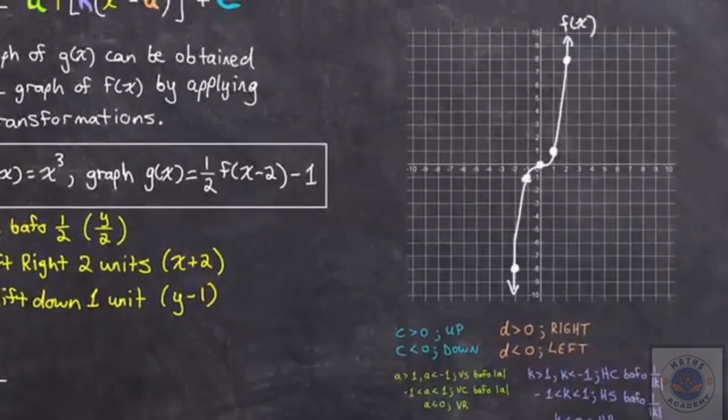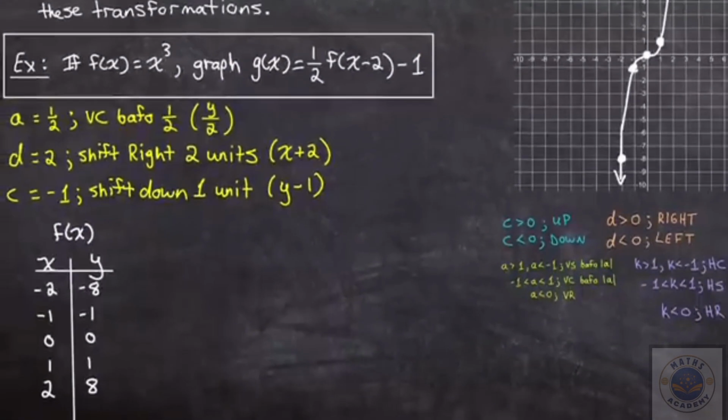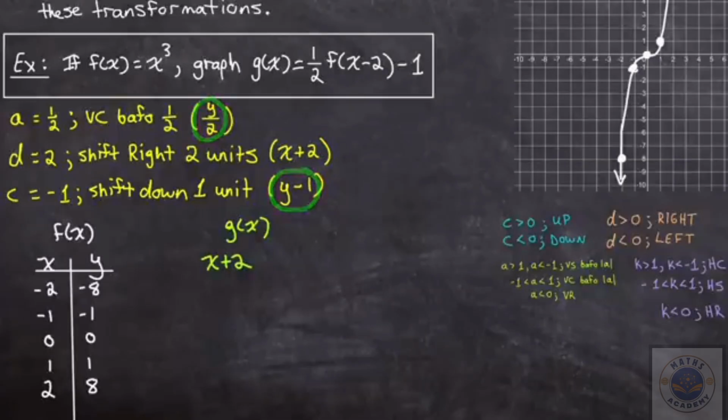And now what we want to do is graph g of x, the transformed version of f of x. So I'm going to apply all of these transformations that we wrote down to these key points of our x cubed function. So I'll make a new table of values for g of x, where the transformations that are happening to x is I have to add 2 to shift it to the right, and to the y's, I have to cut them in half to vertically compress it by a factor of 1/2, and then I have to subtract 1 to shift it down 1.